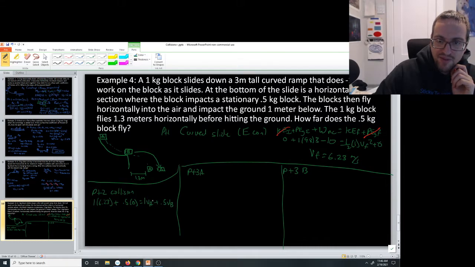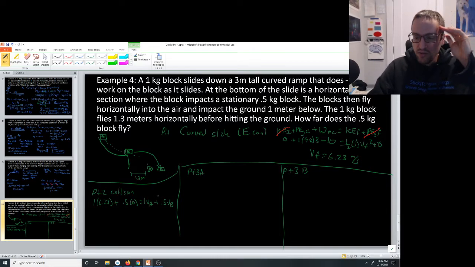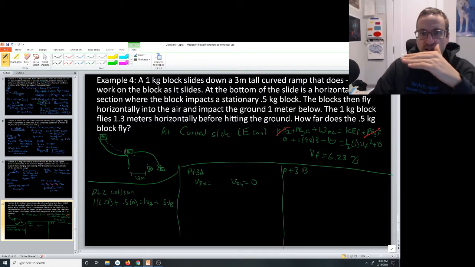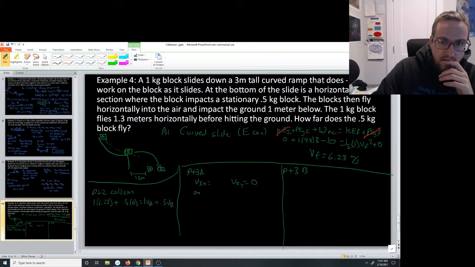Two variables I don't know. All right, that's fine. If you get stuck with it, you realize you can't do it, let's move on. What about part 3A and part 3B? So this is 2D kinematics. So V initial X unknown, V initial Y 0. They're coming off horizontally. AX 0, AY negative 9.8. Change in Y negative 1.